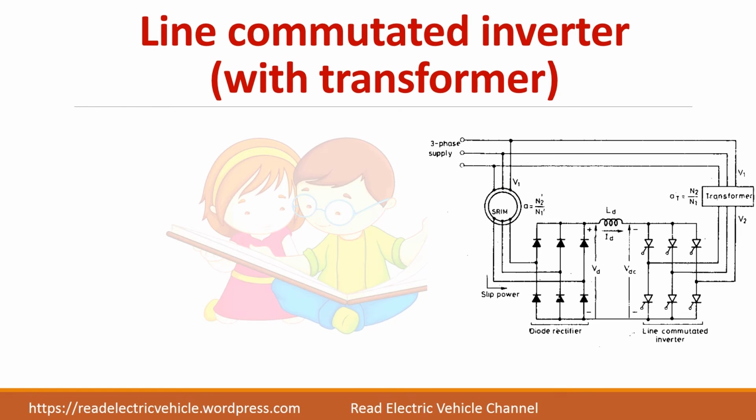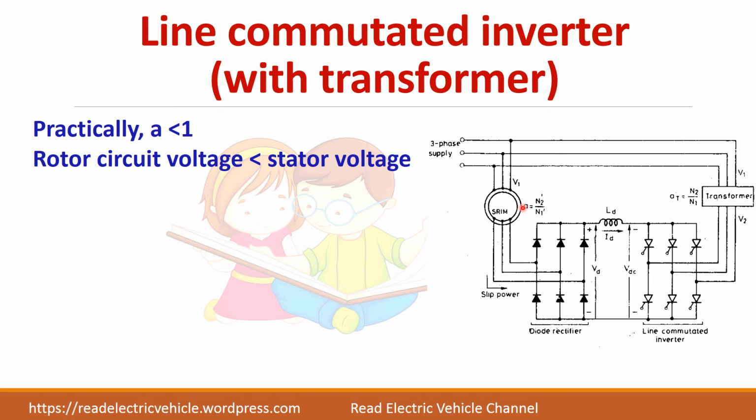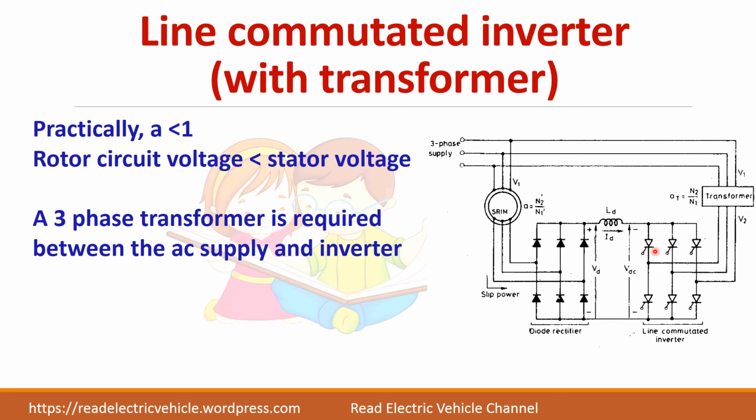So while doing the slip calculation, we assumed that A is equal to 1, that is, the rotor to stator turns ratio is 1. Actually it will be less than 1, because this is the stator voltage, whereas this rotor voltage will be less than the stator voltage, because rotor voltage depends upon the slip. Slip value varies between 0 and 1. So always the rotor circuit voltage will be less than the stator voltage.